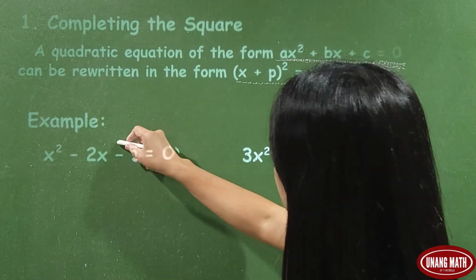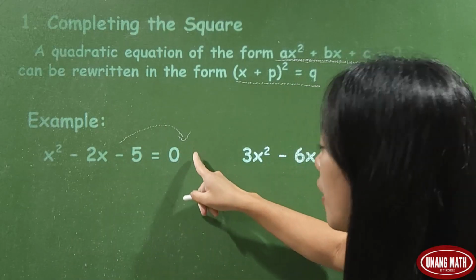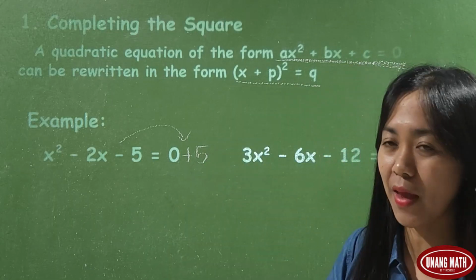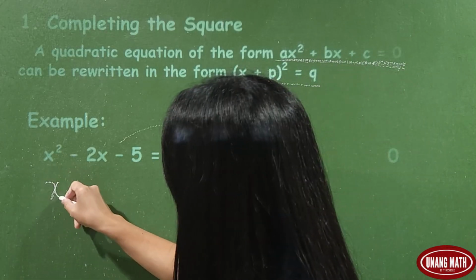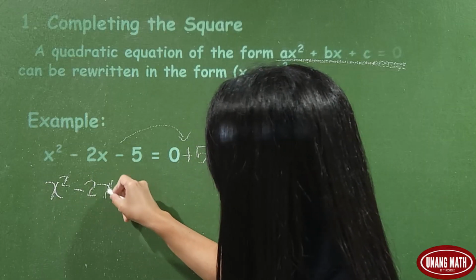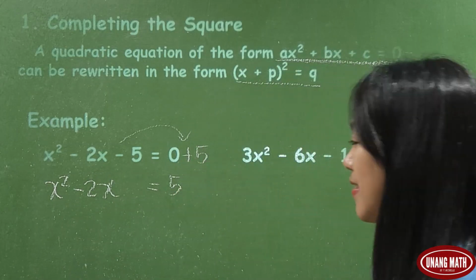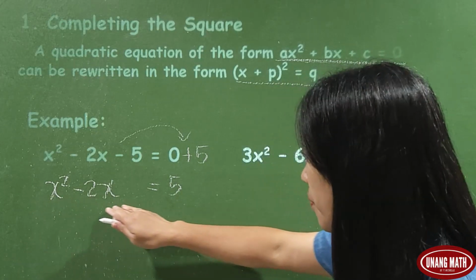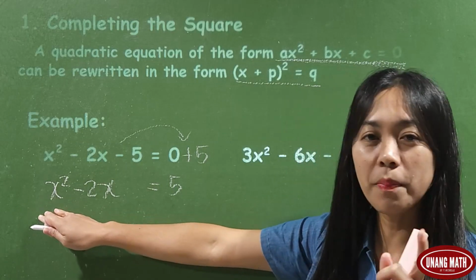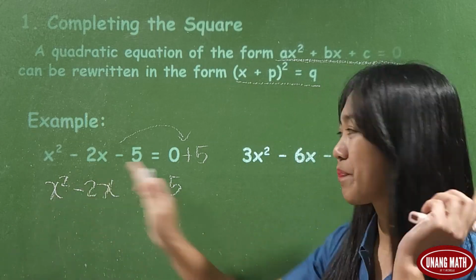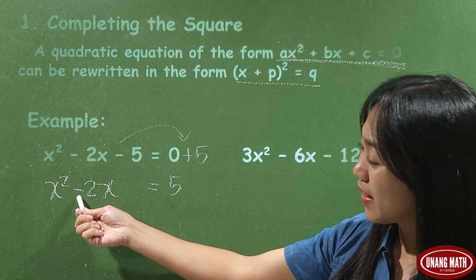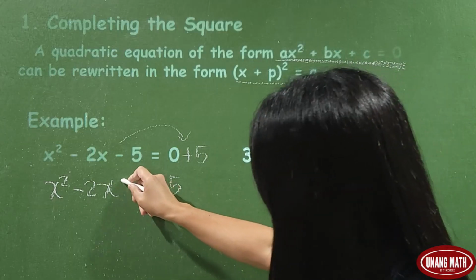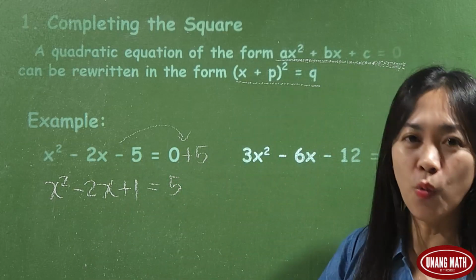So first, we will move negative 5 to the right side. So this is now plus 5. So we have here x squared minus 2x, and this is equal to 5. And then this time, we are going to turn this expression into a perfect square trinomial. So how are we going to do that? Negative 2 divided by 2, negative 1. Negative 1 squared is positive 1. So it means this is plus 1.